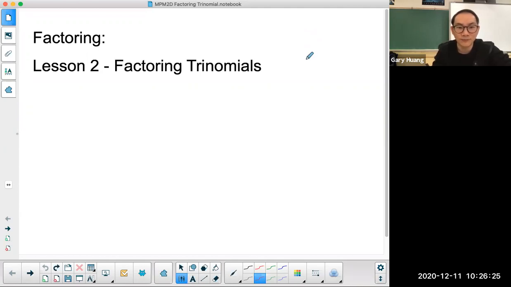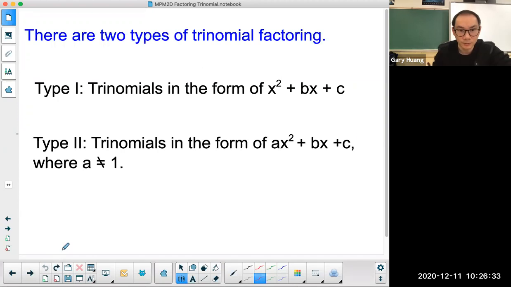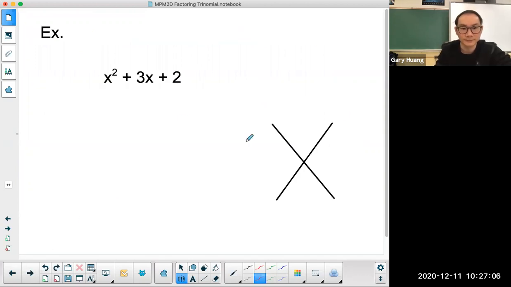Today we're going to continue on factoring, and we're going to be factoring trinomials. A trinomial is a polynomial where you have three terms, but there are two types of trinomial factoring. I call it type 1, which is a trinomial in the form of x squared plus bx plus c, or we say the a value is equal to 1. And then there's a type 2 trinomial, which is in the form of ax squared plus bx plus c, where a does not equal 1. I'll be talking about type 2 in the next video. This video is going to be focusing on the first type, type 1 factoring.